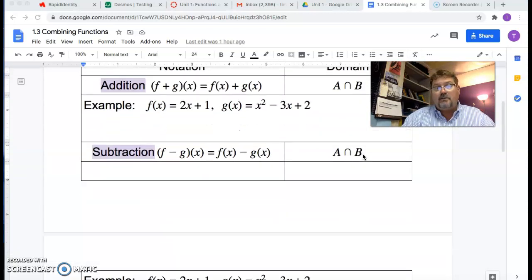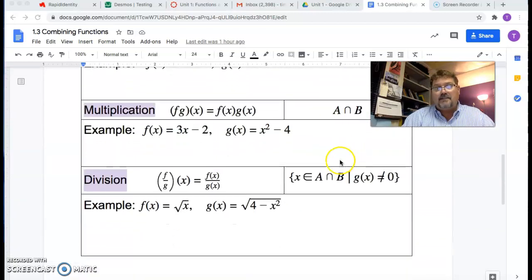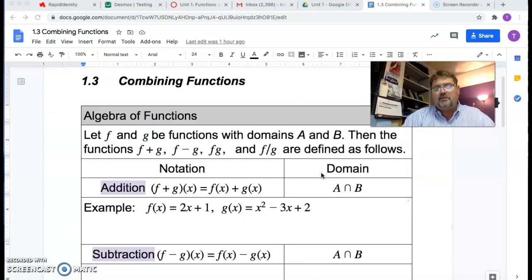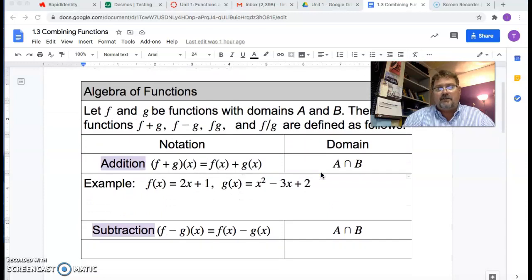All right, and we'll talk about that in a minute as we work through this one. In fact, they're all going to be the intersection of their two domains, except for the last one has a little bit of a caveat there and a little issue that we'll talk about when we get to it. That probably is going to be in a different video.